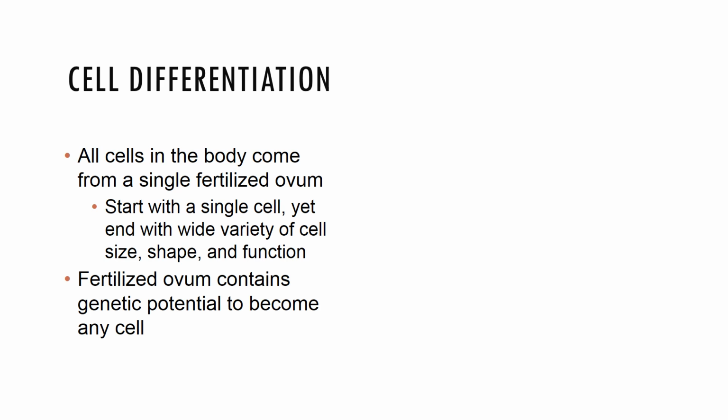Now, cell differentiation is when all cells in the body come from a single fertilized ovum. This ovum contains the genetic potential to become any cell in the body. As cellular division occurs, the cytoplasm of the cell is divided into smaller parcels, and these parcels differ from one another because of regional differences in the position of the cytoplasm at fertilization. So this ovum has the potential to become any cell in the body.